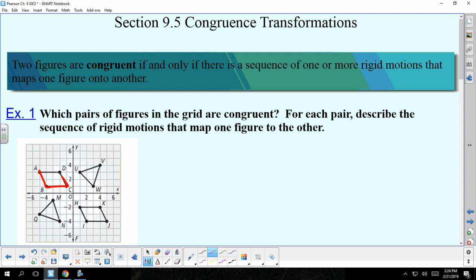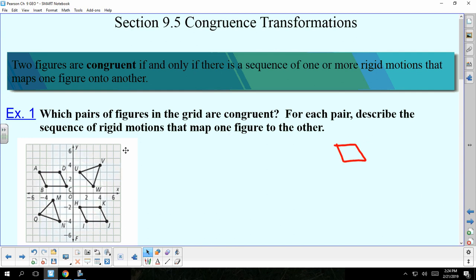So let's see if I move this and I end up right on top of H, I, J, K. Okay? So a translation is probably the first place to look. Can I translate one of these polygons directly on top of the other? So if I move A, B, C, D over to the right, so going in the positive direction, and then drop it down, does it match perfectly with this one? Yes. If it does, then those two shapes are congruent.